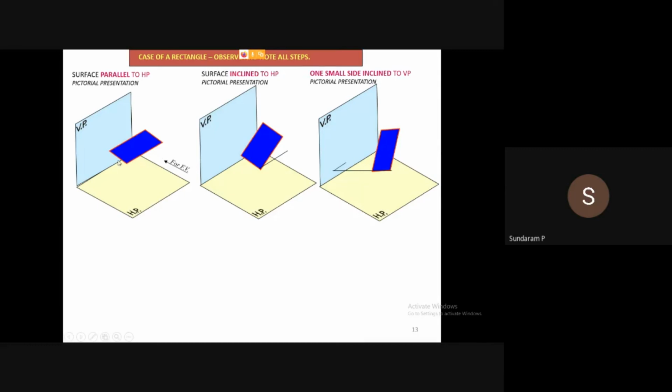In the first one, parallel to your horizontal plane and perpendicular to the vertical plane, we look at the front view and get only one side. This edge only is visible; we can't see the other edge. Suppose I consider A, B, C, D. In the front view I get only the AB length. When I look at the top view, I get all four edges A, B, C, D. I hope you understand. In the second one, when looking at the front view, I get A, B only.